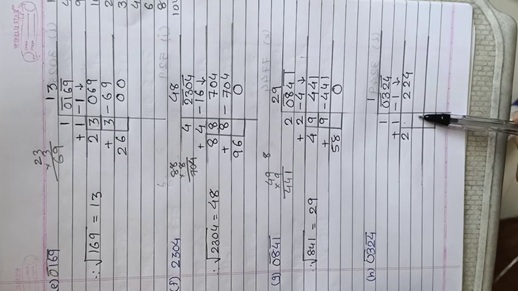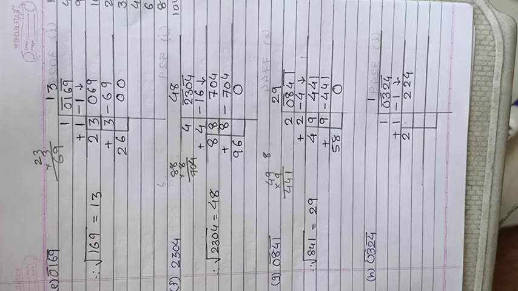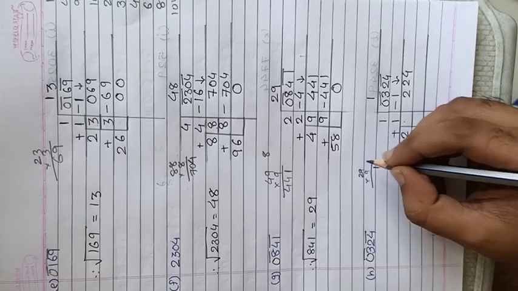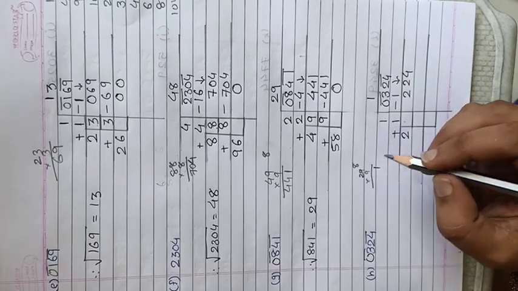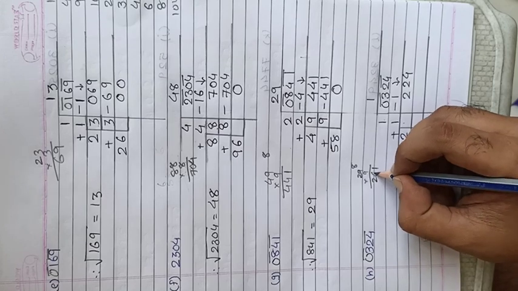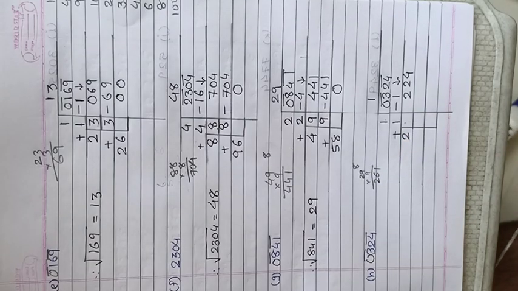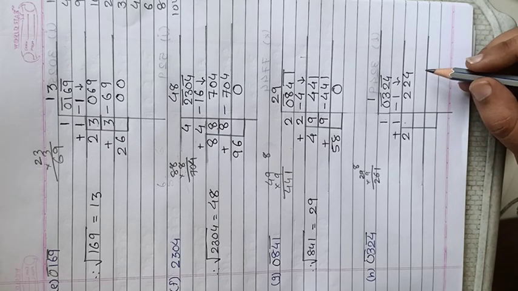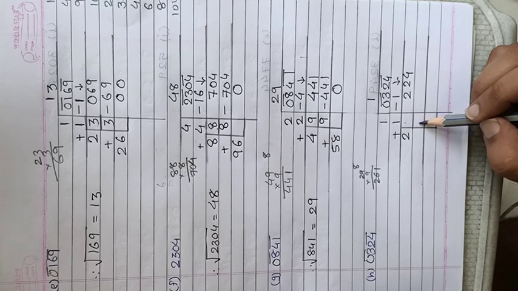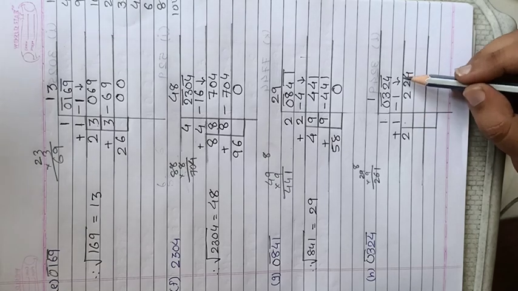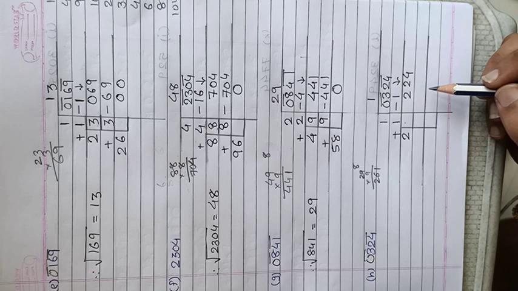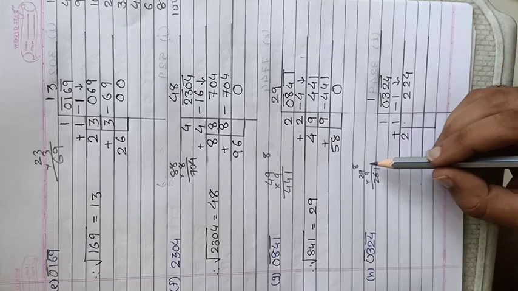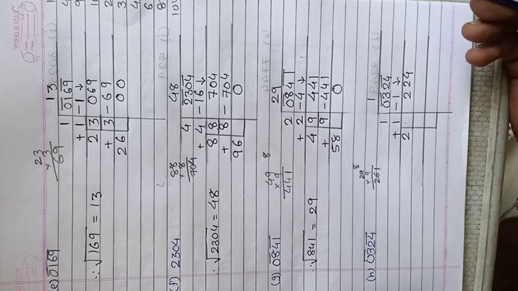So 29 into 9. We will try. 29 into 9. 9 nines are 81. 9 twos are 18. 18 and 8 is 26. 261. 261 is greater than 224. Hope you remember I told you the product of these two numbers should be equal to 224 or less than 224. It is coming 261, which is greater than 224. So 9 is incorrect.